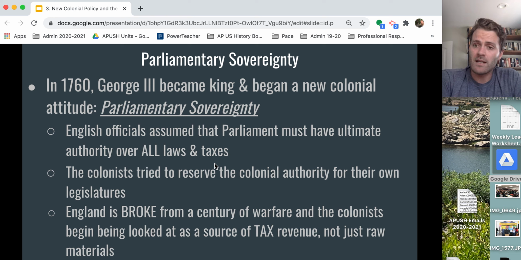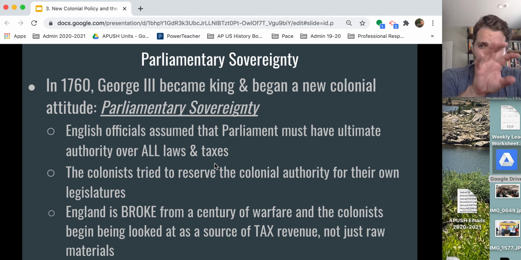Additionally, at the very tail end of the war, King George III becomes king. And he's going to play a big role in what comes next. King George III becomes king, and he begins a new strategy, a new colonial policy. No more salutary neglect. No more leaving them alone. We're going to assert what's called parliamentary sovereignty. Now, sovereignty means ultimate power.